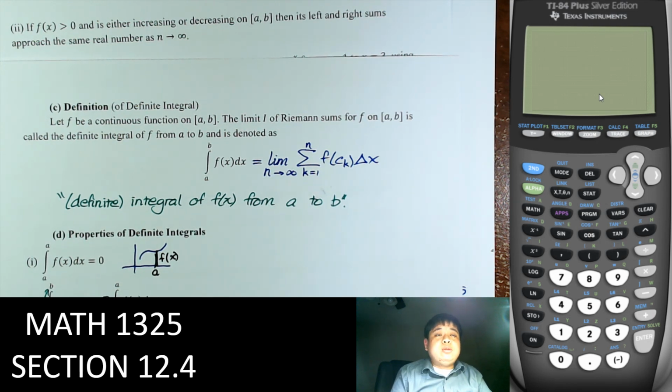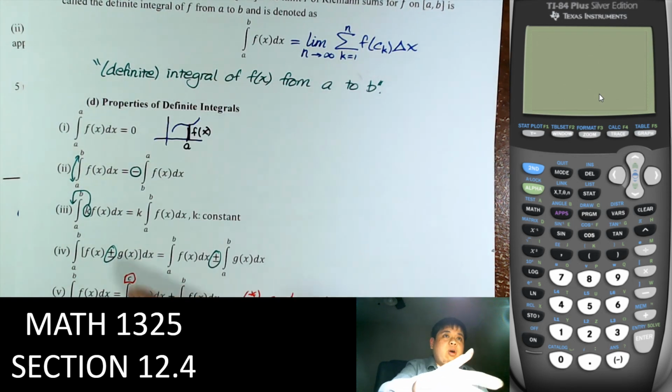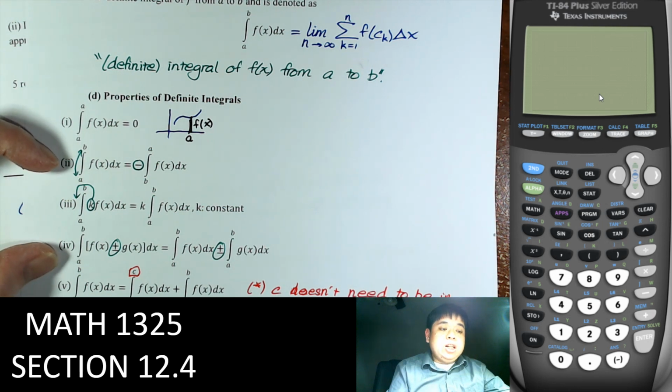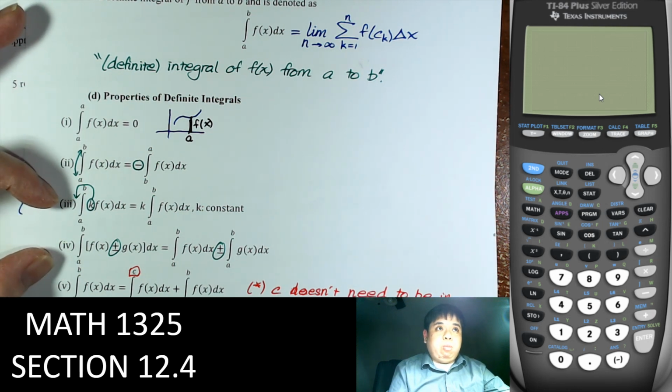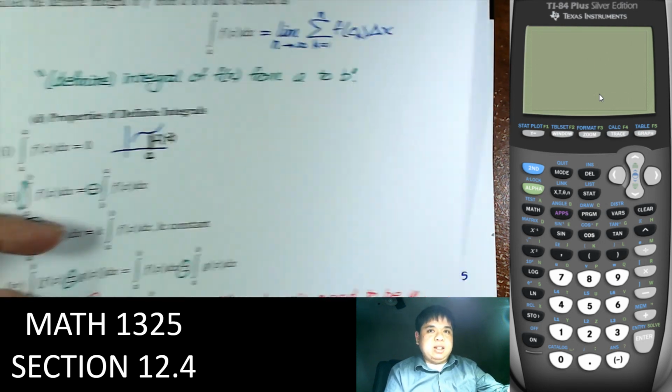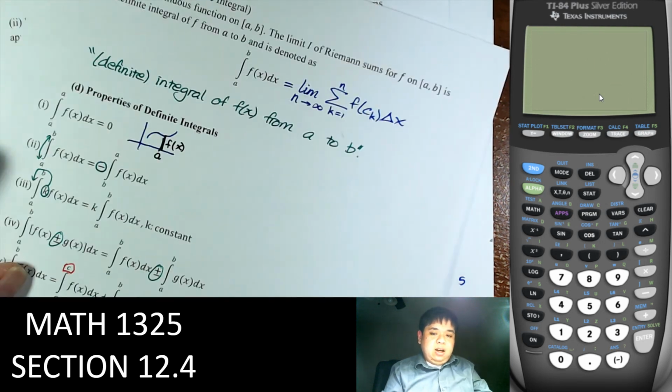And if the function is positive, we calculate the area under the curve. And here are some properties of the definite integral. These two properties are properties of the integral that come from the limits. All right.